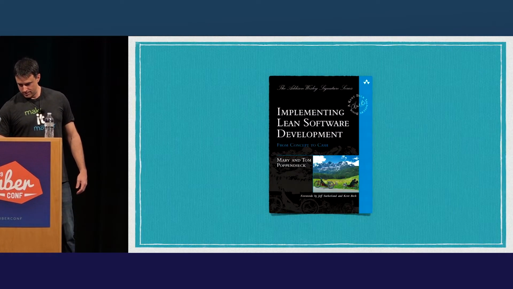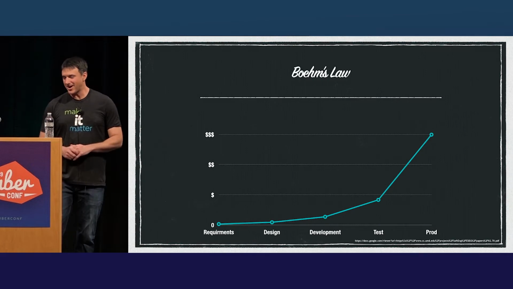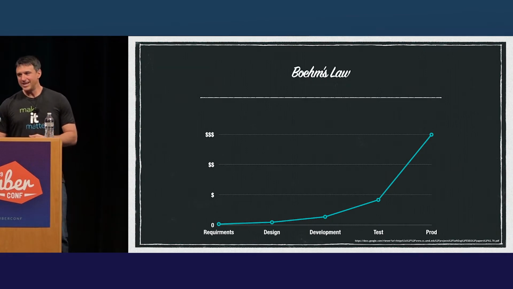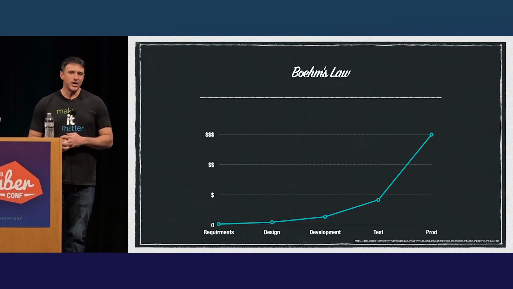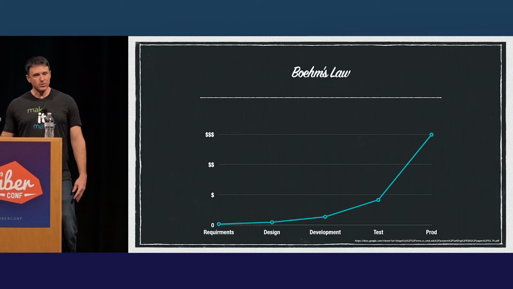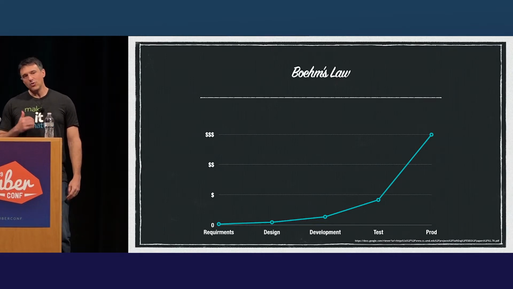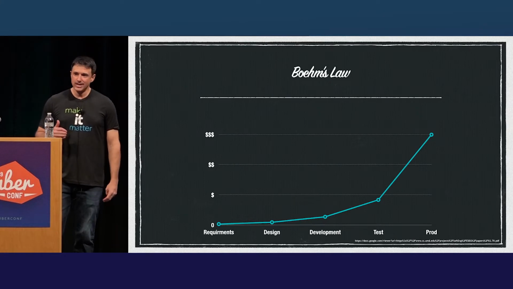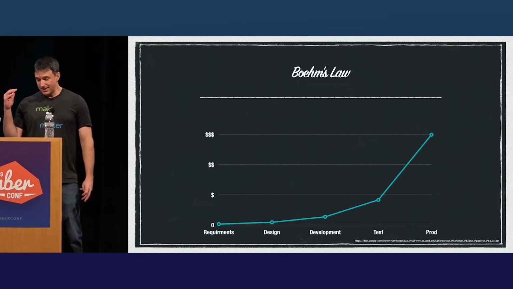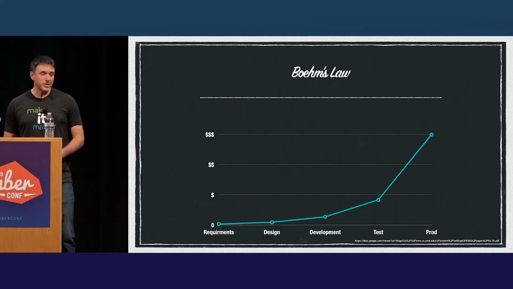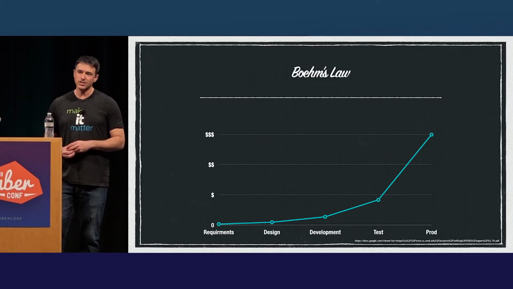Oops. Another smart guy, Dr. Barry Boehm, did some research on cost in software development. And what he found is the later that you find a misrequirement or a bug, the more expensive it is. And not only is it more expensive, it's astronomically more expensive as you get into production.